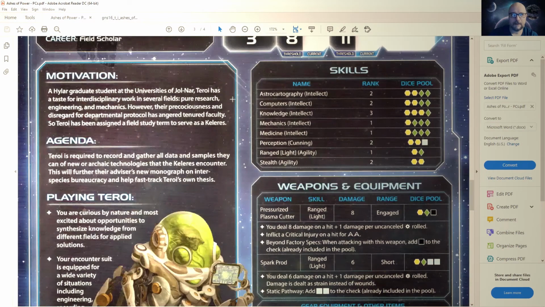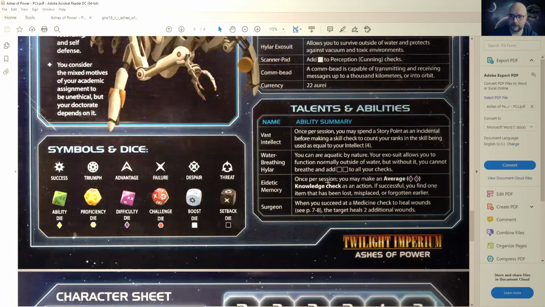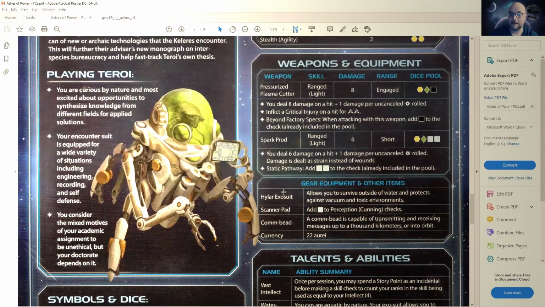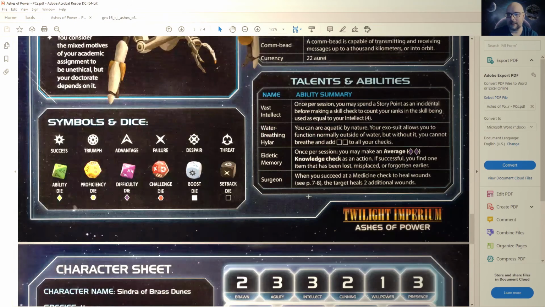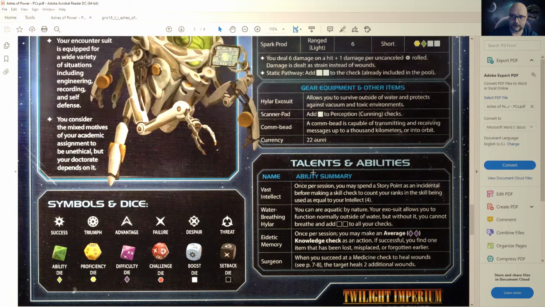So our Hylar character, doctoral candidate Teroy, has an ability called surgeon here. Now that's a talent that they've taken. So that's not an innate character ability, but eidetic memory might be. I'm not sure, but so what you have to do is look at what talents and abilities the pregen characters were given in the module, and then figure out which ones are probably talents, and whatever wasn't a talent is probably an innate racial ability. And you kind of determine, is that balanced with the other characters, and if it isn't, you might want to add a couple of free proficiencies on top of it as well.